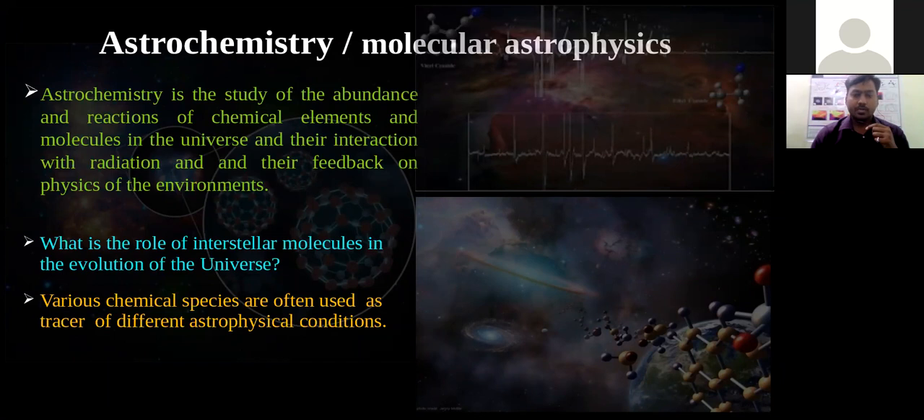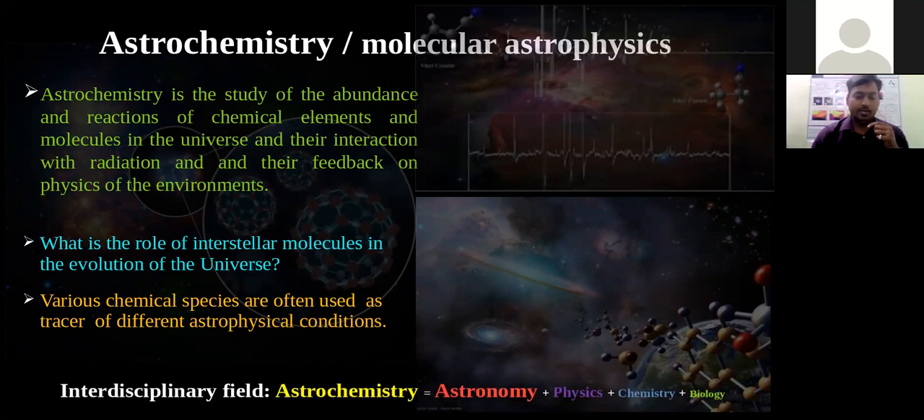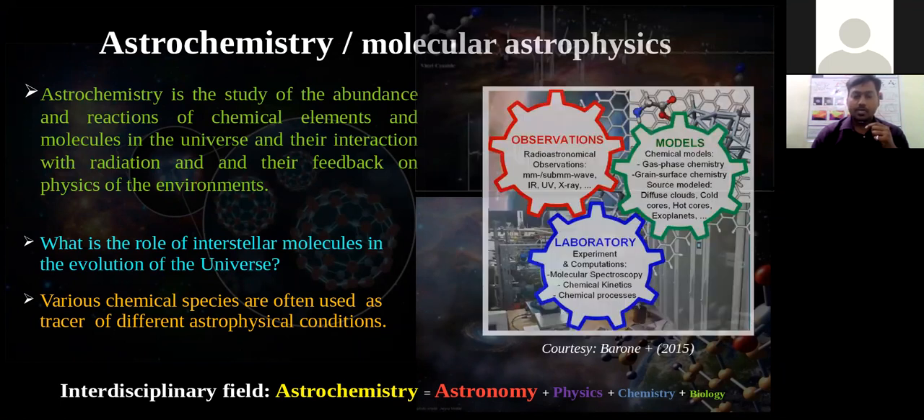So astrochemistry, often called molecular astrophysics, is an interdisciplinary field containing astronomy, physics, chemistry, and biology. In the recent state of the art, astrochemistry includes observation, models, laboratory experiments, and computations. Today, in my presentation, I will mainly highlight the modeling and computation parts supported with some experiments.